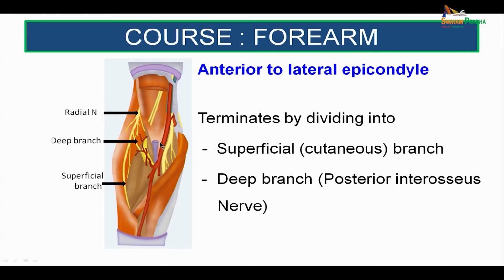Just as it enters into the cubital fossa or in and around that region, it divides into its terminal branches: the superficial cutaneous branch, which passes into the front of the forearm, and the deep branch, which passes into the extensor compartment of the forearm, and it is called the posterior interosseous nerve.